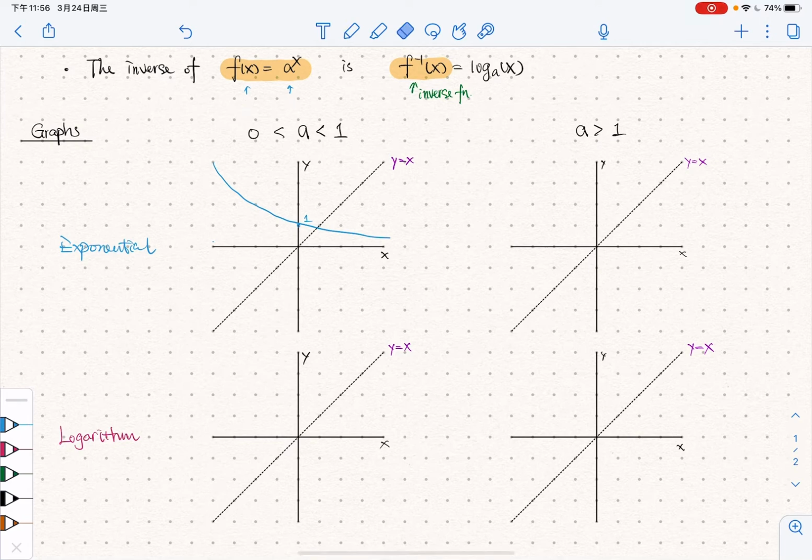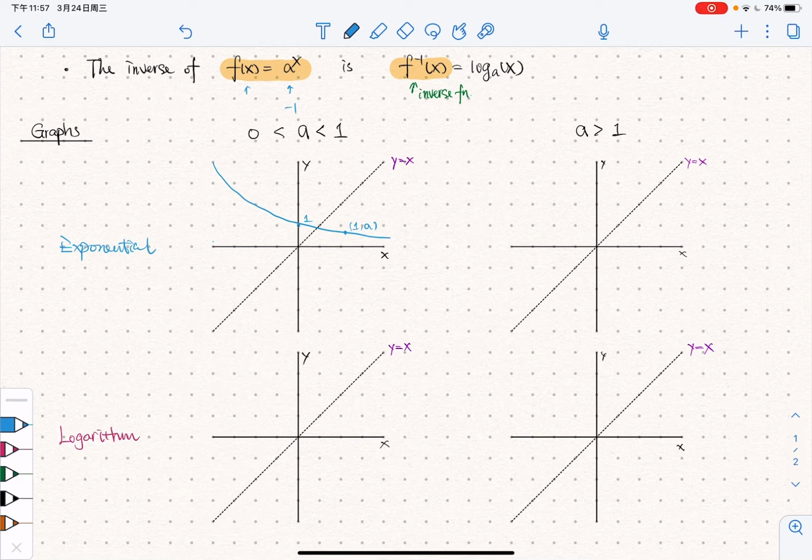Another point on this graph will be when we plug in 1 into a to the x, and f(x) we have a, since a to the first power is a. So we can check that this point, let's just say this is x equal to 1, and y is equal to a. So we'll label this point as (1, a).